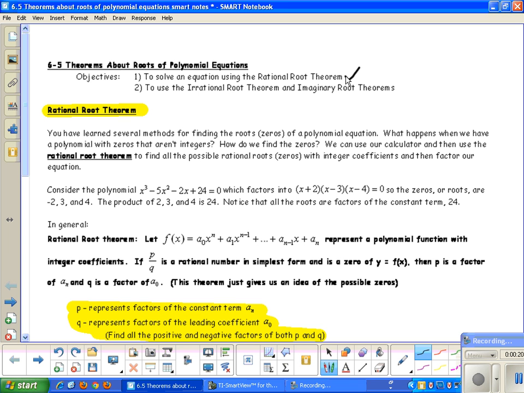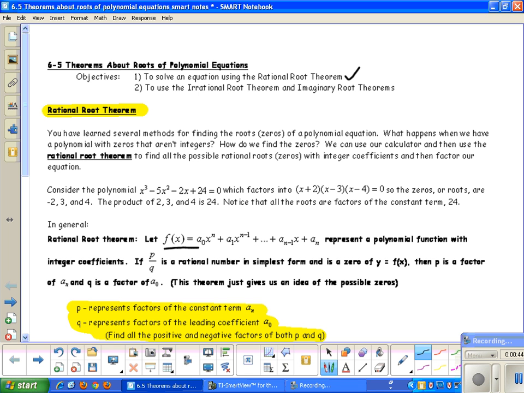Now, we've already learned how to factor some polynomial equations, such as quadratics. We learned the quadratic formula, we learned how to factor, we learned how to graph to solve. So the question is, what happens when we have a polynomial that we can't factor, something higher? How do we find the zeros or solutions to our equation, and how do we factor a polynomial equation? Well, that's when the rational root theorem comes in.